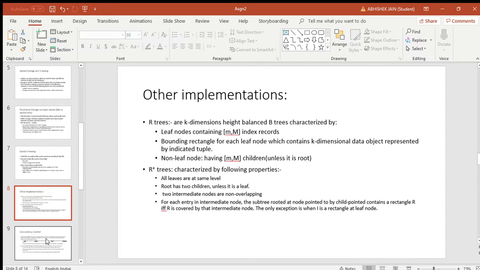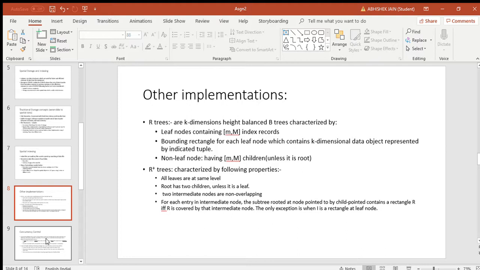Other implementations: R-trees. R-trees are k-dimensional height-balanced B-trees which are characterized by, first, the leaf nodes containing a range of small m to capital M index records, where capital M is usually about half the total number of records. Second, the bounding rectangle for each leaf node, which contains the k-dimensional data object represented by the indicated tuple. Thirdly, the non-leaf node, which has children ranging from small m to capital M unless it is the root. Now we study R plus trees.